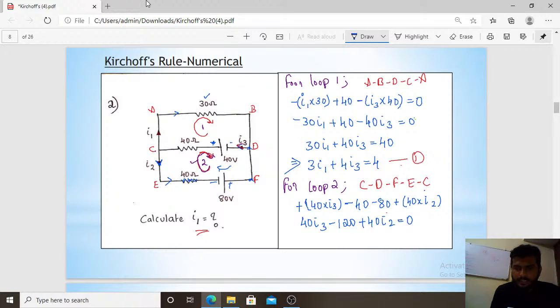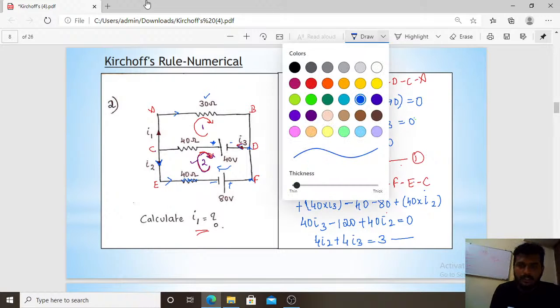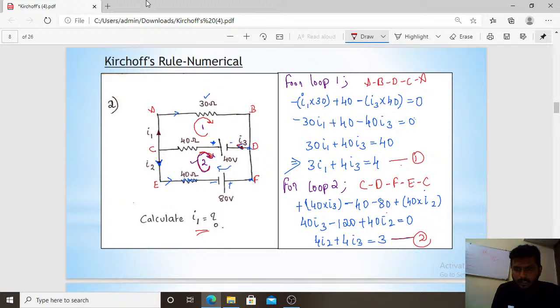Okay, so I will take this 120 to the right hand side. Then divide by 10 all over. I can directly write 4 I2 plus 4 I3 is equal to 3. Is it right? Yes, my dear. So we have two equations now, equation number 1 and equation number 2.